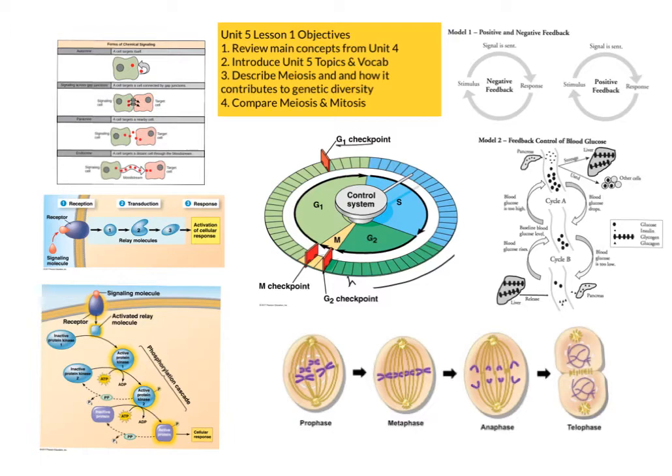So the first thing I did was a quick overview of the main concepts from Unit 4, and then I spent some time giving you an introduction to the main concepts that we'll be talking about in Unit 5, as well as some vocab to get us started. And then third, I described meiosis and how it contributes to genetic diversity.